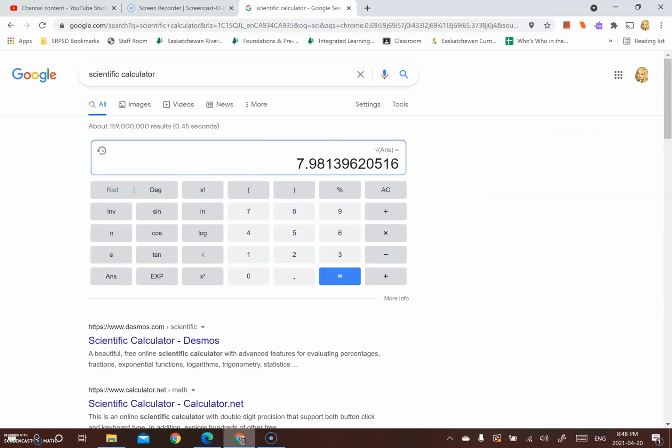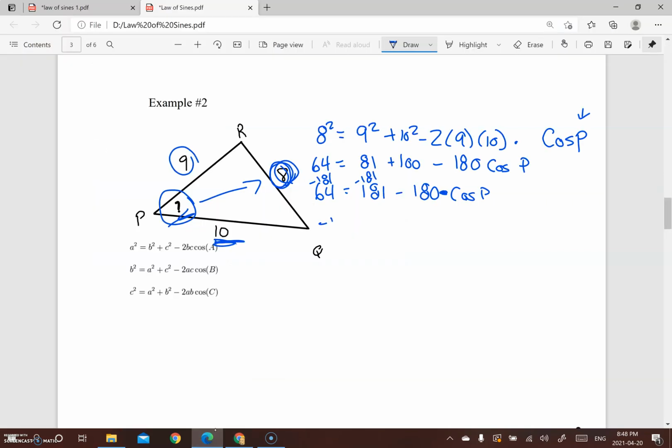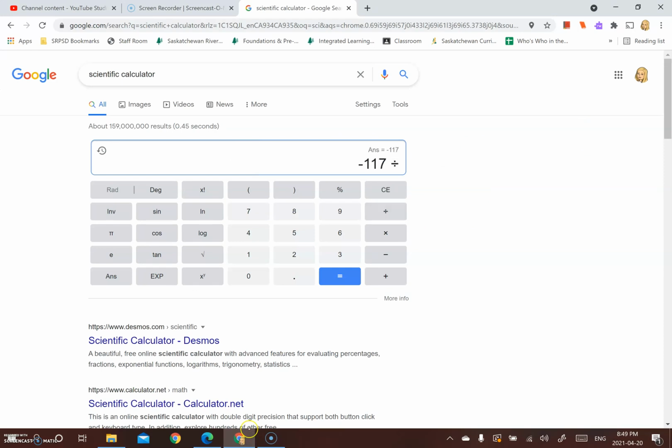I need to subtract it from both sides. So now I have 64, subtract 181. That's negative 117 equals negative 180 times cos p. Okay, let's divide by negative 180 to get rid of that. Okay, all good. When I divide by 180, I just have to remember that a negative and a negative make a positive. So that should be positive 0.65.